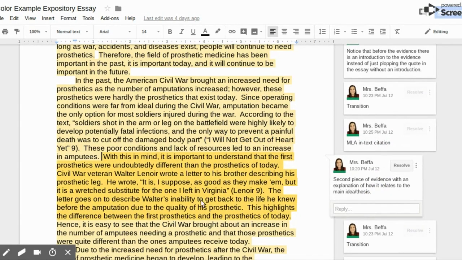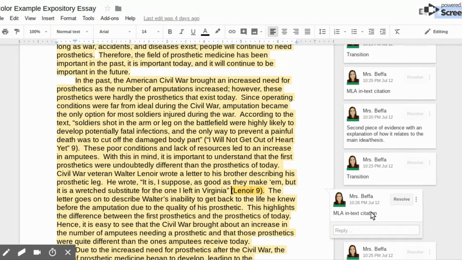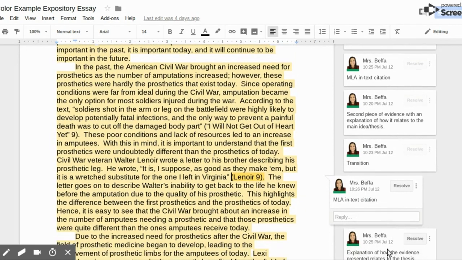Then here's my second piece of evidence, and that goes along with the idea that the prosthetics have changed a lot. So again, I quoted from the letter this time, which is why I use Lenore 9, because he wrote the letter. So this did not actually come from "I will not get out of heart yet." It came from the letter, which was on the same page. I used a transition as I was talking about, there's my in-text citation.